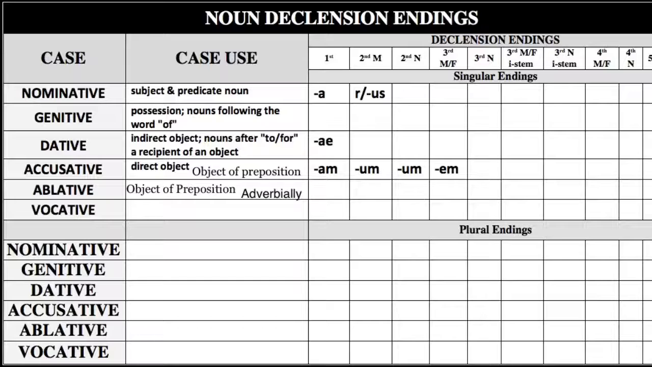The other use for the ablative case is for it to function like an adverb, or adverbially. This is something that is unique to Latin. We cannot do this in English. In order to make a noun function like an adverb in English, we actually have to use it as the object of a preposition. But Latin doesn't have to. It can use the noun all by itself.